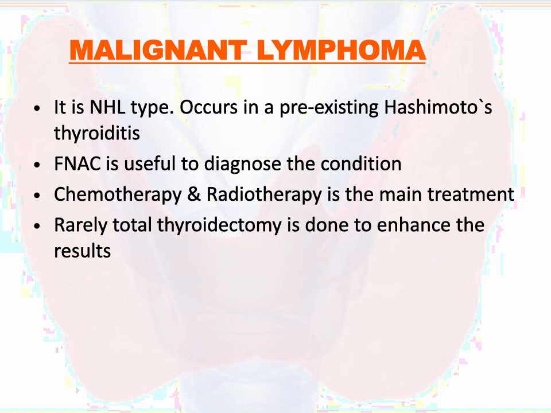Then there is malignant lymphoma, right? It is NHL type, and occurs in pre-existing Hashimoto's thyroiditis. They might ask you in which thyroiditis there is involvement of lymphoma, or which lymphoma is associated with which kind of thyroid inflammation. The autoimmune disease which is associated with lymphoma is Hashimoto's thyroiditis. FNAC is useful to diagnose.